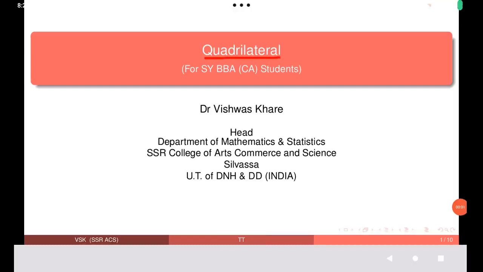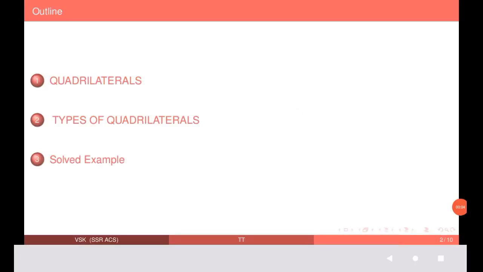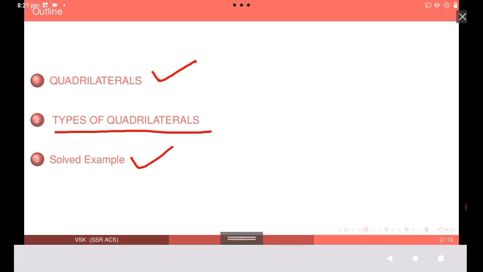The topic of this lecture is quadrilaterals. We'll cover these points in this lecture: quadrilaterals, types of quadrilaterals, and solved examples. These three points we are going to cover.